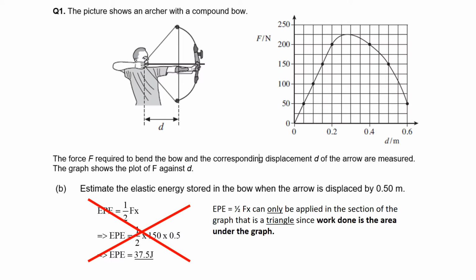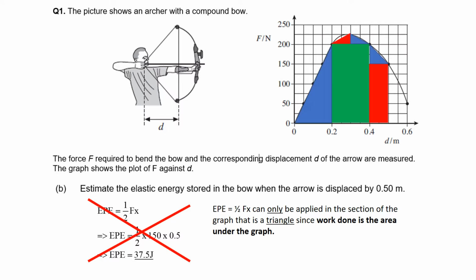So if the displacement was anywhere up to 0.2, that would have been a valid method for solving this problem, but we are no longer obeying Hooke's law, therefore we can no longer use half Fx or half kx squared or any of those equations. We have to use the area under the graph. Work done is the area under a force versus displacement in the direction of the force graph.